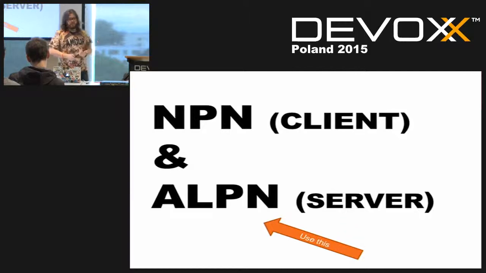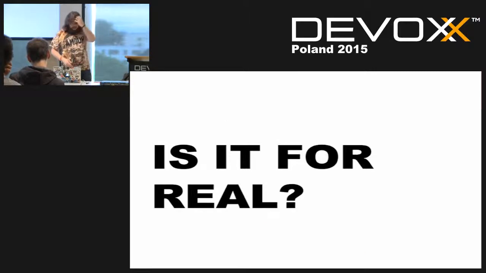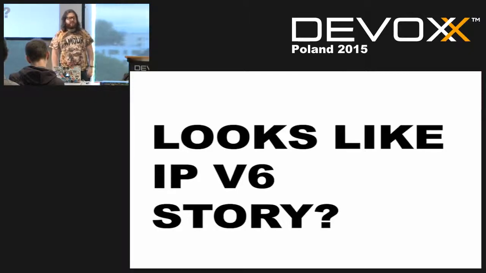The other news about that is today, Firefox and Chrome have decided that they will not implement HTTP2 without SSL. So in fact, if you want to use HTTP2 with these two browsers, you need to use SSL and ALPN negotiation. So people ask me a lot, is it for real? Are you not telling me an IPv6 story? Who knows the IPv6 story? It's sad. We all know we have to move forward to IPv6, but it's quite complicated.